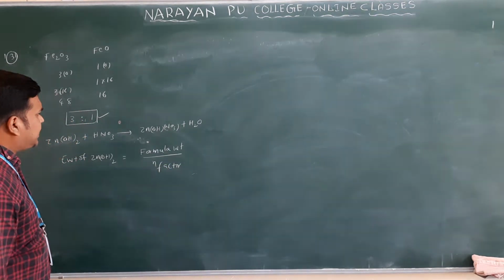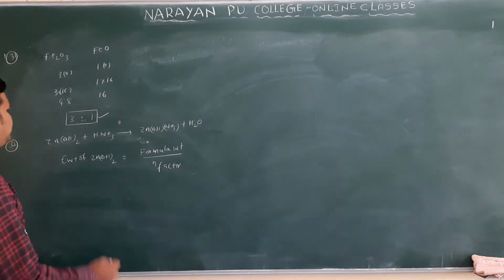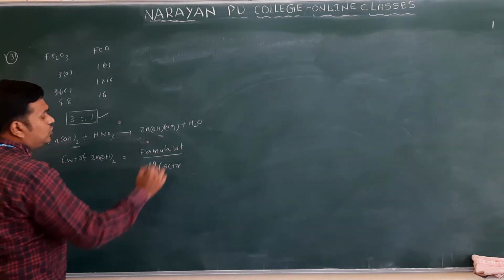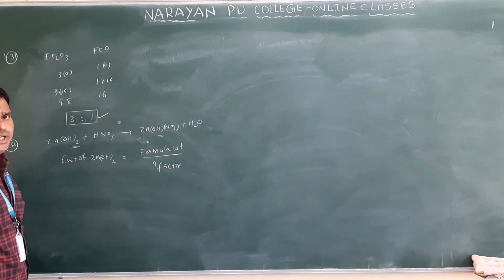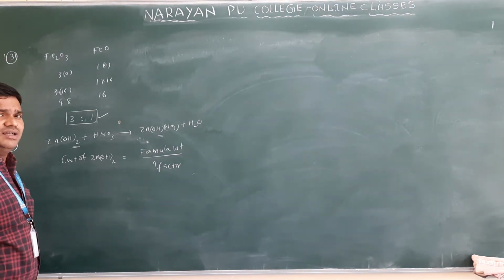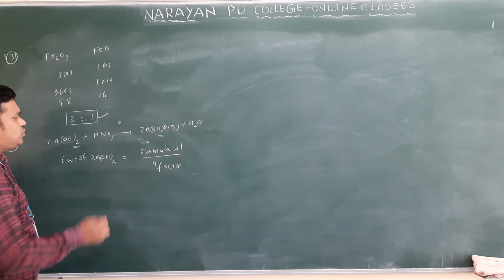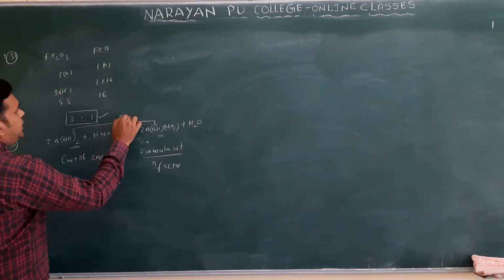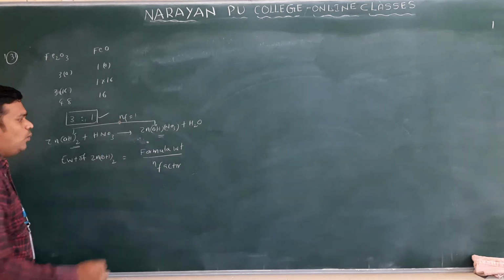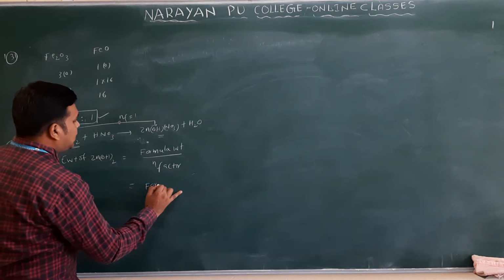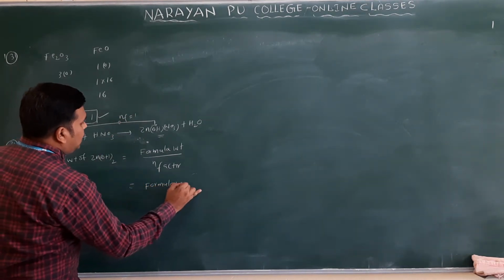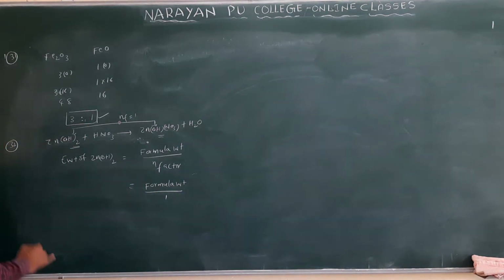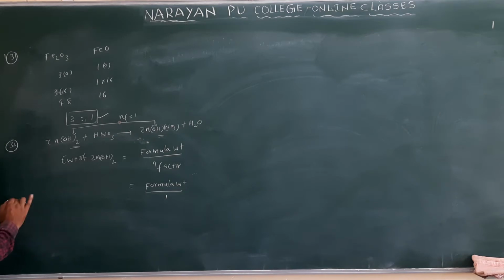Clear? So what is the n factor for this zinc hydroxide? Here how many OH groups are there? 2 OH groups only. In the product, how many OH groups are there? 1 OH group only. How many OH groups are replaced? 1 OH group only. You can see the difference here is 1 OH group only. So the n factor is 1 only. So your answer is formula weight by 1. This is question number 32.